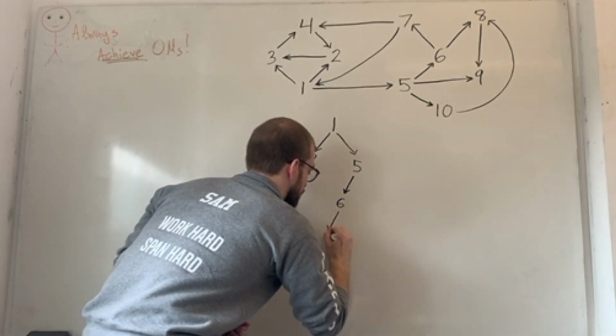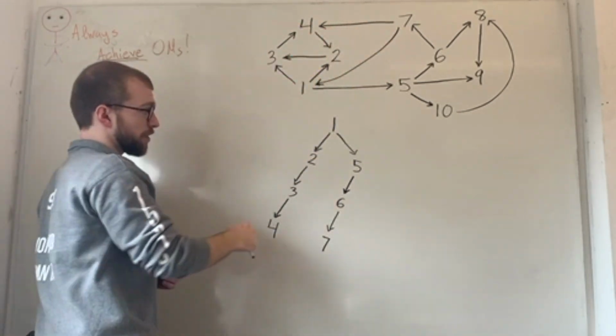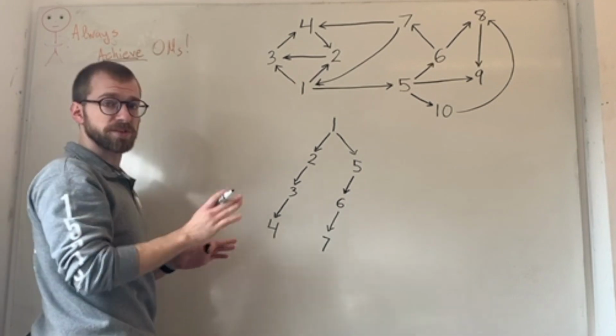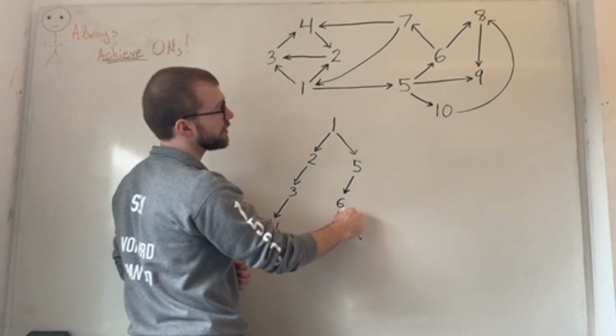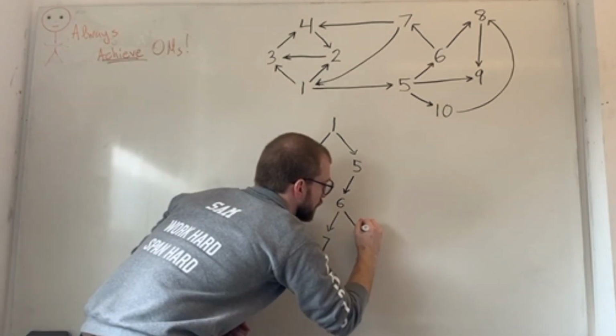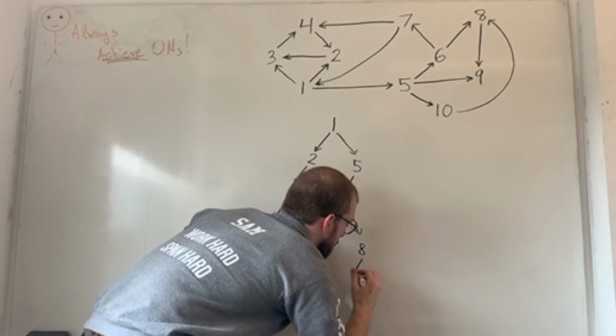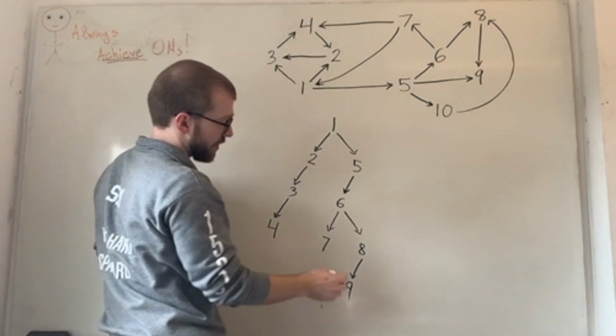We can do that. 7 has 2 out neighbors, 1 and 4. But both of these have been visited already. So we're done with 7. We can pop back up. Where else can 6 go? It can go to 8. Where can 8 go? It can go to 9. But now we're done with 9.